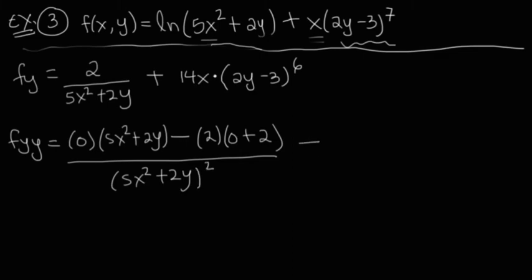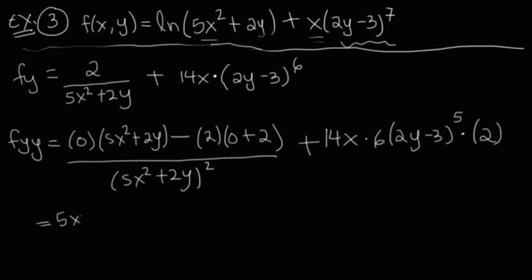Okay, and then plus, now the second part, 14x is a constant, so we're going to keep that as is, and then we're going to multiply by the derivative of the second part with respect to y, so bring the exponent down. This is a chain rule, and (2y - 3)^5, and then multiply by the derivative of the inside, which with respect to y is going to be a 2. The minus 3 will become a 0. Okay, so to simplify this, I would get 5. Oh, pardon me. Actually, the first part should become a 0, right? So basically, this becomes a 0.